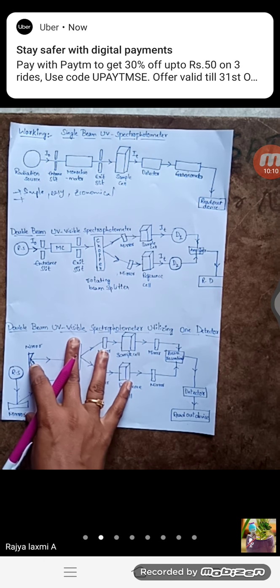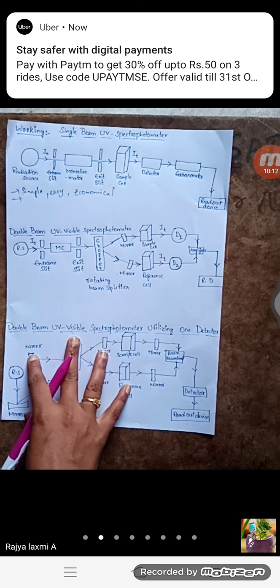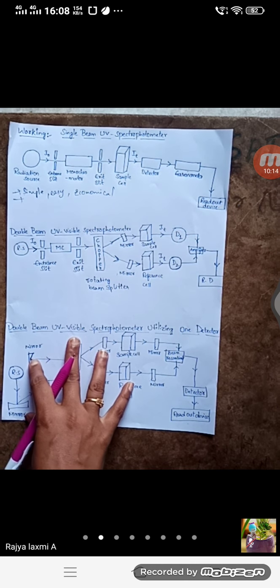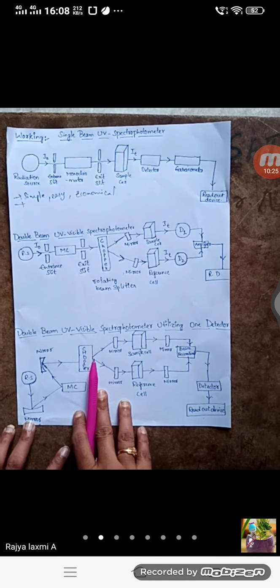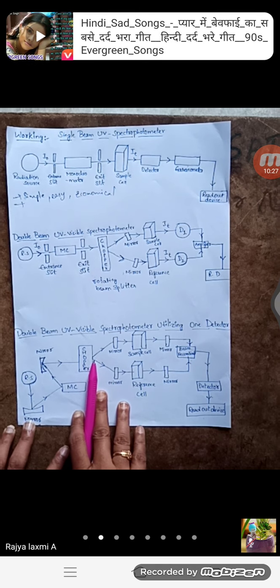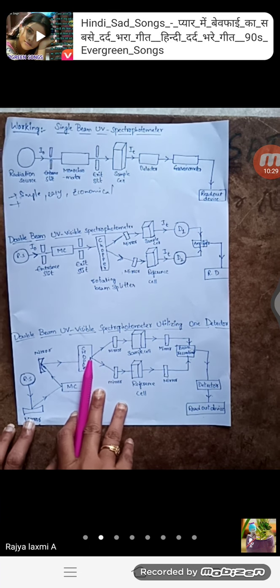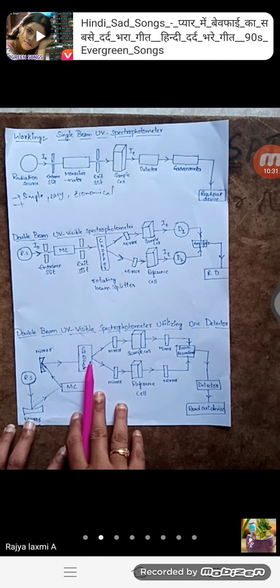Next, fluctuations due to the radiation source are minimized. Next, it does not require any adjustment of the transmittance. Next, it gives the ratio of intensities of the sample and reference beam simultaneously.